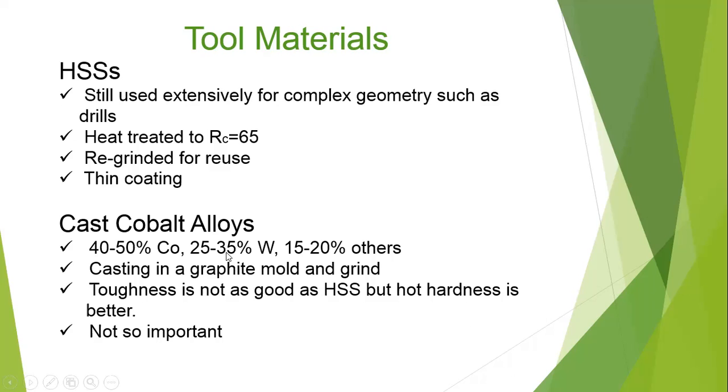Cast cobalt alloys. Its composition: 40 to 50% cobalt, 25 to 30% tungsten, and 15 to 20% other elements. Cast in a graphite mold and ground. Toughness is not as good as high speed steel. Hot hardness is better. Cast cobalt alloys have low use at the industrial level.